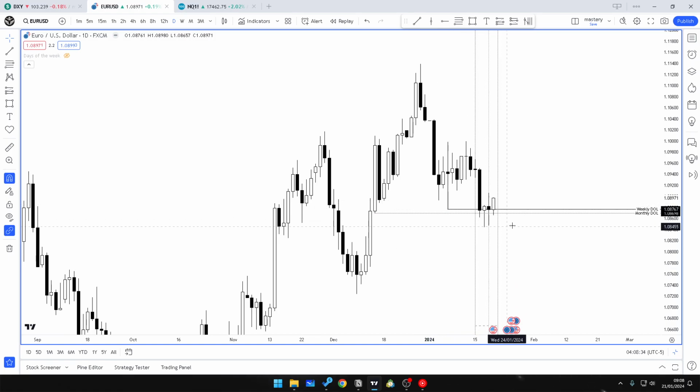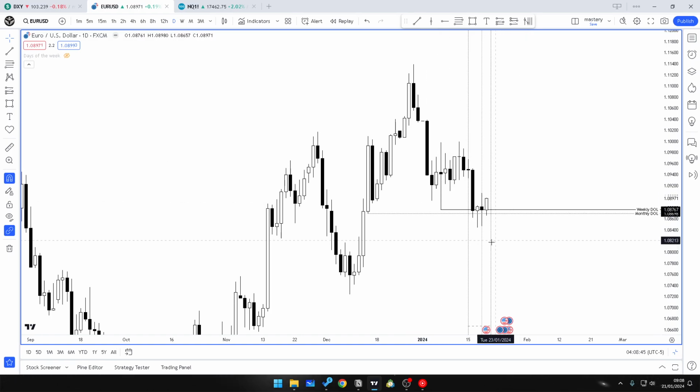After that, we can see that this monthly draw on liquidity is currently forming a possible monthly low, and that right now it's highly likely that price can trade on the upside, or I need to study and see what's going to be more highly likely to happen next.